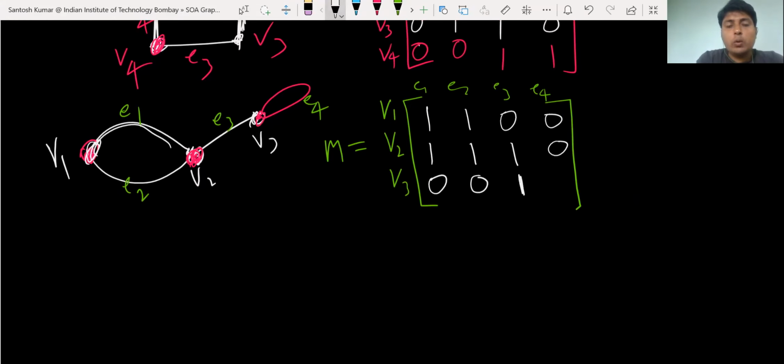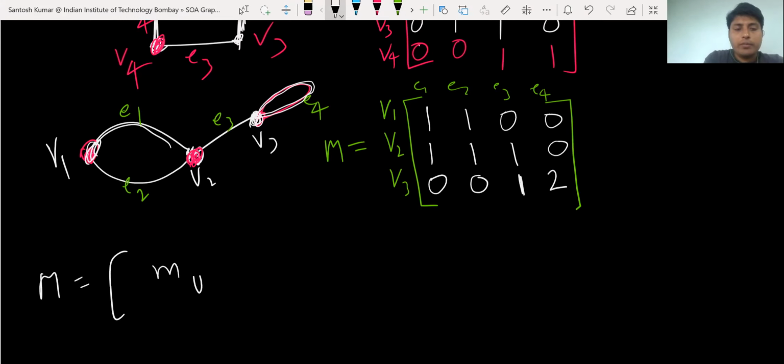So you see the loop contributes twice, because edge e4 is incident with v3 twice, because both the ends of e4 are incident with vertex v3. So here you will put 2. So in general, as I defined it, m is equal to m_ve.